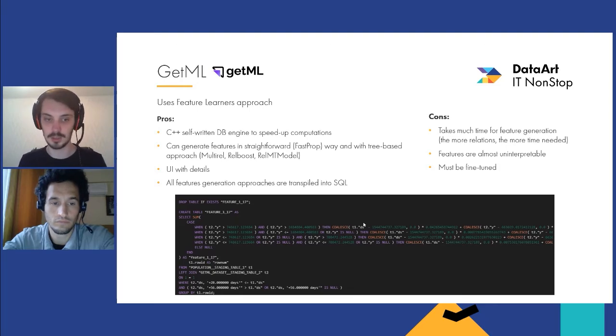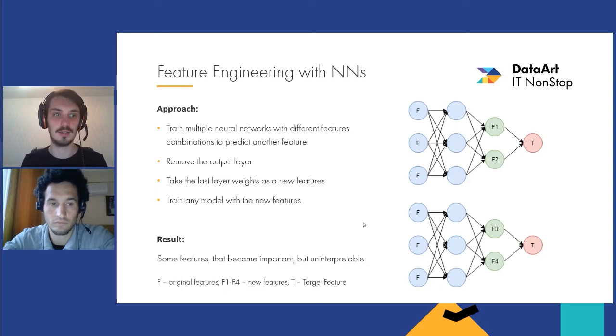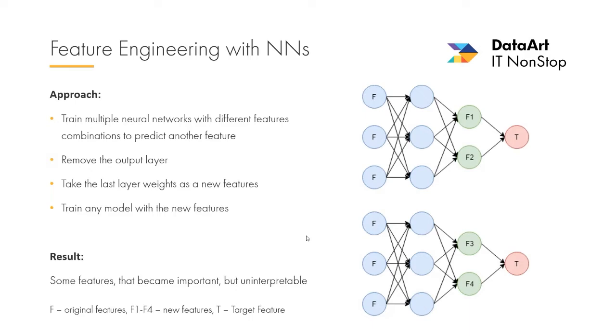So it's an interesting approach, but we moved forward and decided to try neural networks, but not for the model selection stage. We started thinking of an approach for how we can generate the features using neural networks. So we tried to train multiple neural networks with different feature combinations that were predicting another feature from this data set. You can see on the right side features in blue that are base features from our data set, and T is a target, which is another feature from this data set.